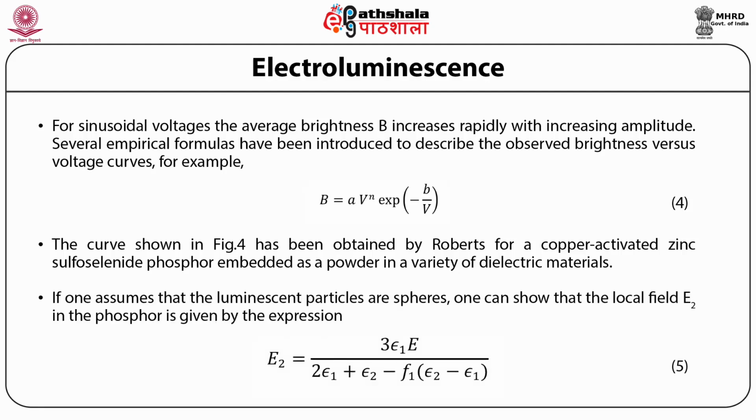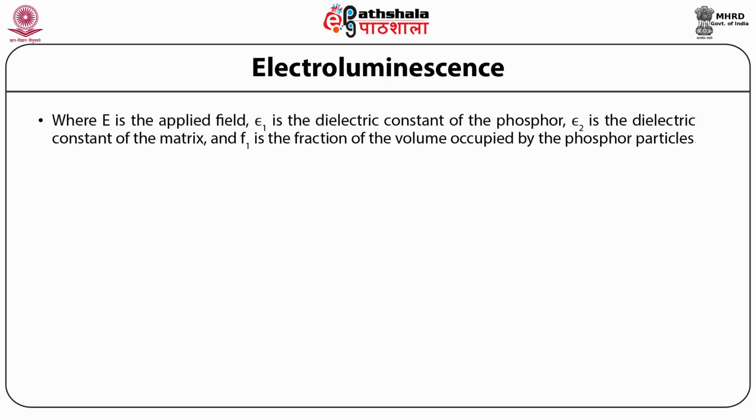If one assumes that the luminescent particles are spheres, one can show that the local field E2 in the phosphor is given by the expression E2 = 3 epsilon1 E / (2 epsilon1 + epsilon2 - F1 (epsilon2 - epsilon1)), where E is the applied field, epsilon1 is the dielectric constant of the phosphor, epsilon2 is the dielectric constant of the matrix, and F1 is the fraction of the volume occupied by the phosphor particles.